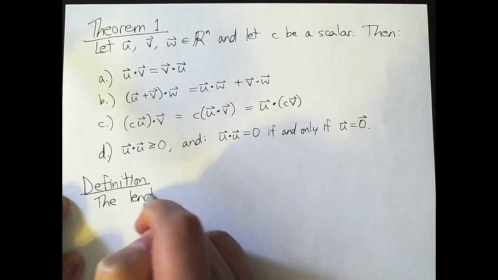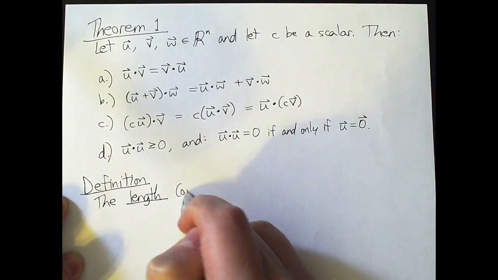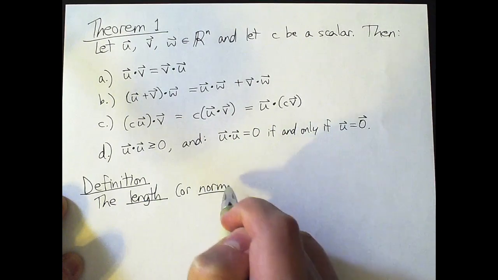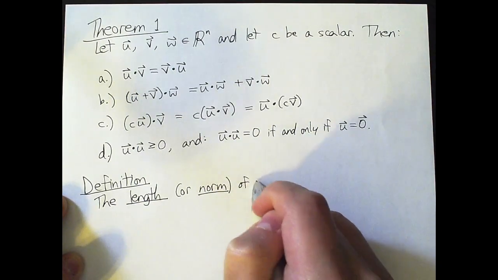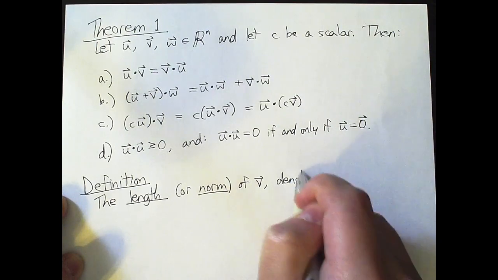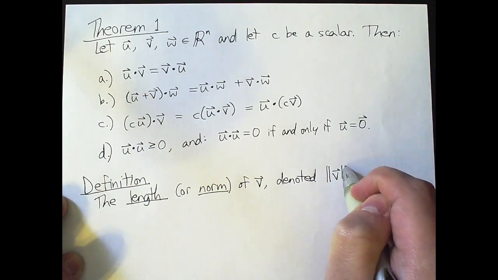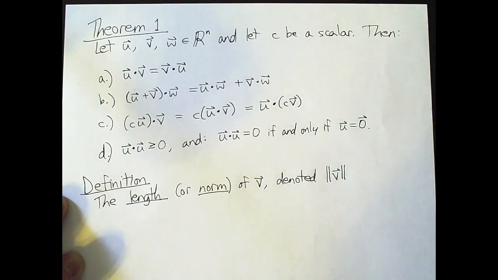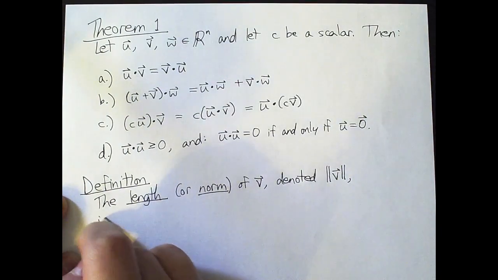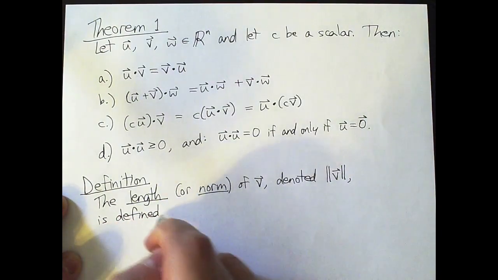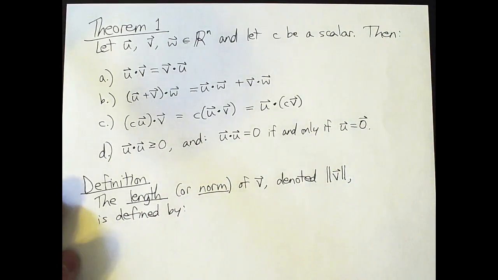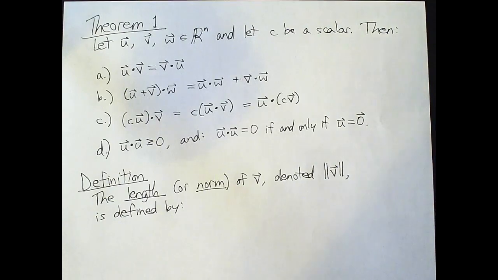The length, or norm, we'll sometimes call this the norm, of a vector v, denoted by this symbol, double vertical bars around it, is defined by... before I even tell you the answer to this, like before I finish this definition, I could even ask you, how do you think length of a vector should be defined?